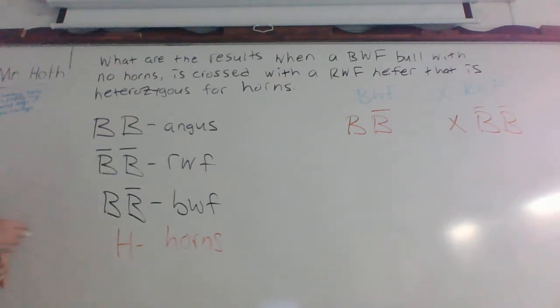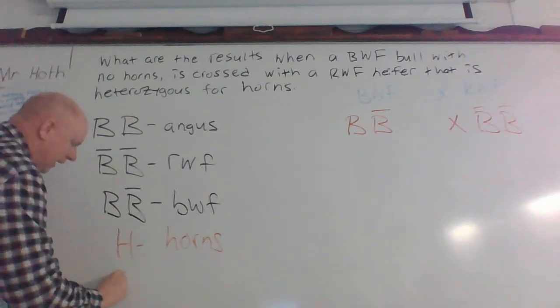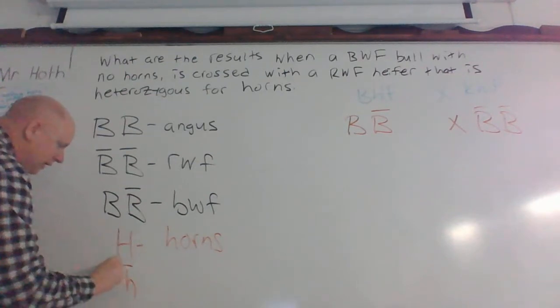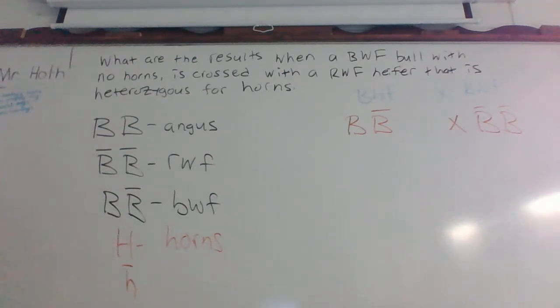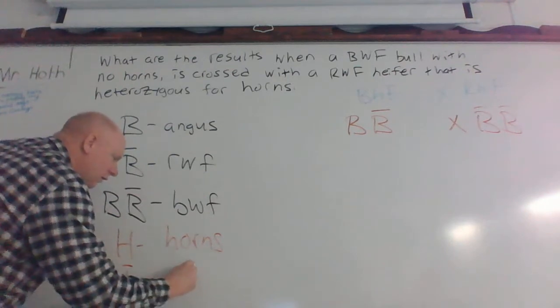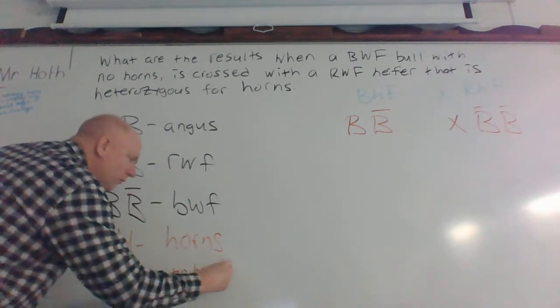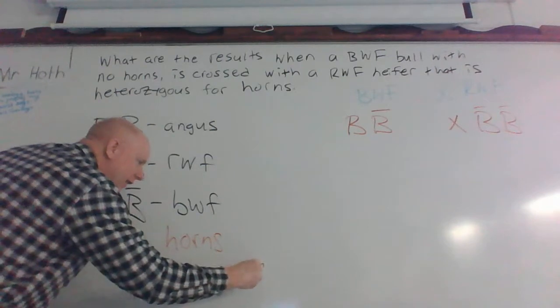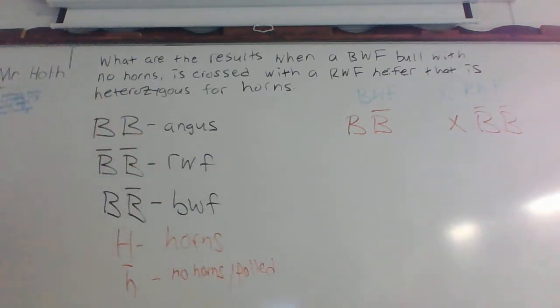If you choose to put a line over the top, that's fine. You don't have to do that, but if you don't have very good handwriting, I suggest that you do this. So that means one of two things. You can say no horns, or polled, P-O-L-L-E-D. That's another way of saying that animal would have no horns.